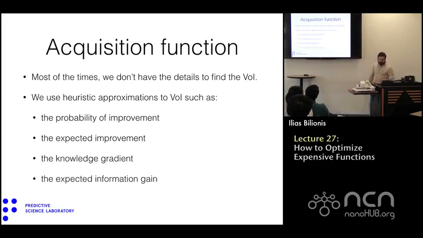And expected information gain. So the knowledge gradient is what you should use. It's actually the value of information, period, if everything is in economic terms. And that's what you should use.